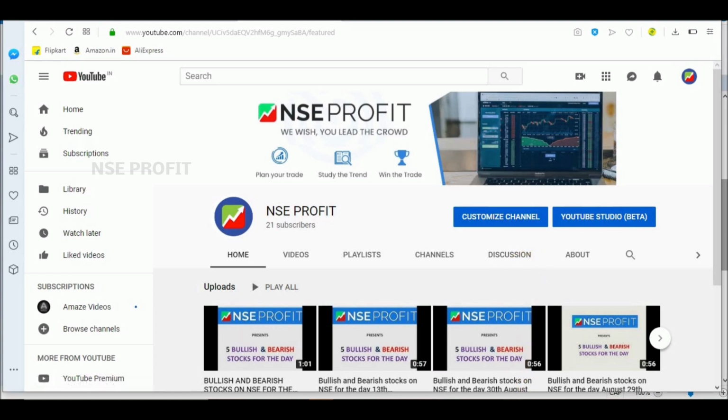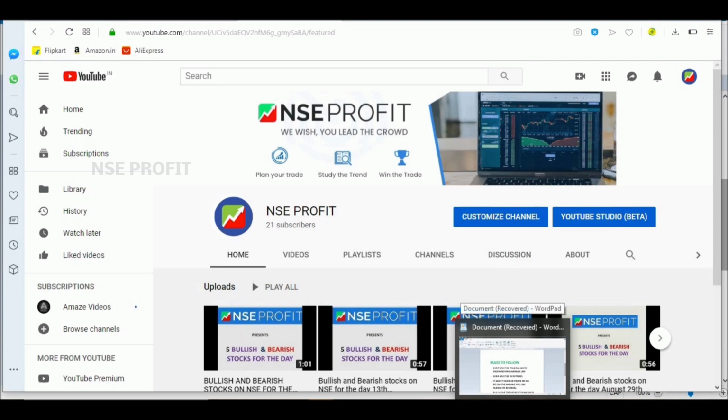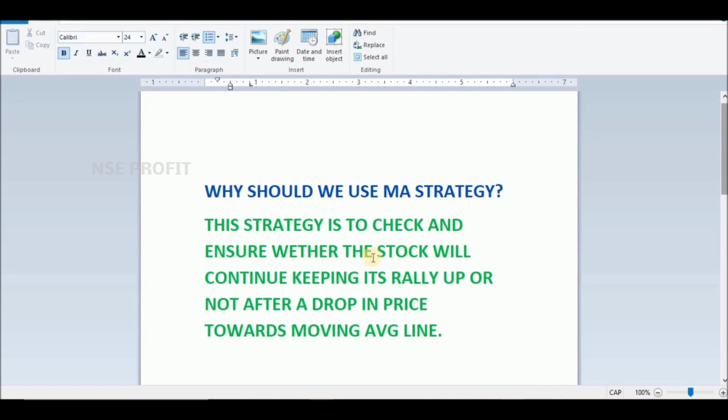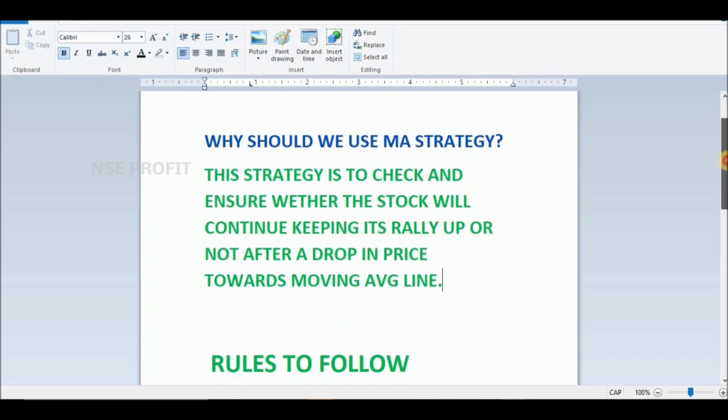The reason we use the moving average trading strategy is that it helps us check and ensure whether the stock will continue its rally up or not after a drop in price towards the moving average line. And we need to consider some rules before applying this strategy.